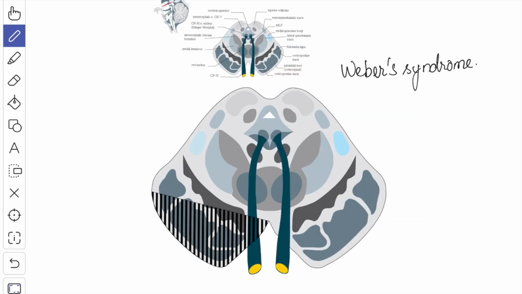So next we'll see about the Weber syndrome. In Weber syndrome, there is ipsilateral oculomotor palsy along with the contralateral upper motor neuron palsy or spastic palsy due to the involvement of the corticospinal tract in the basis pedunculi. So this results in Weber syndrome.